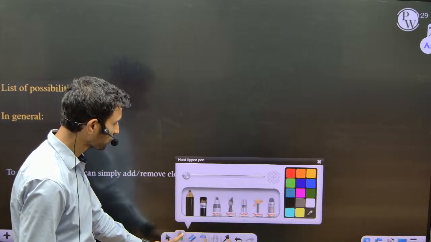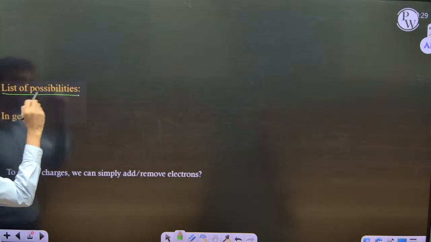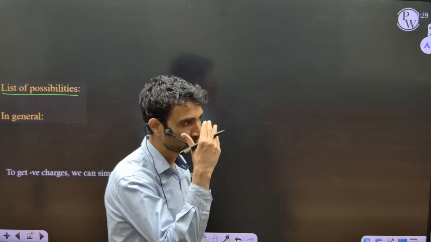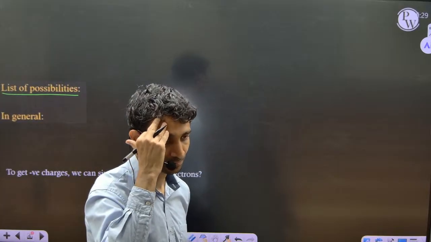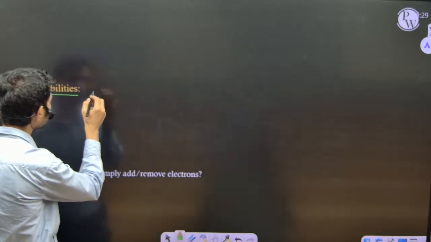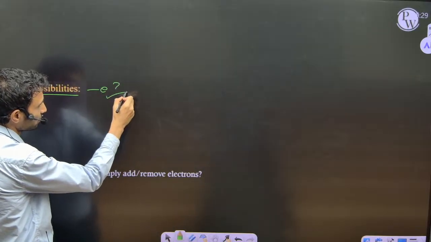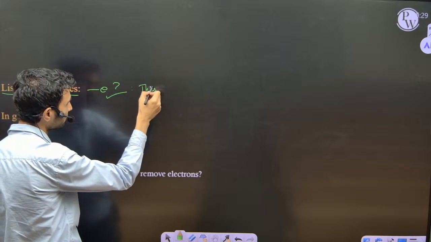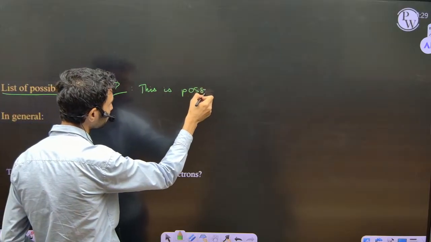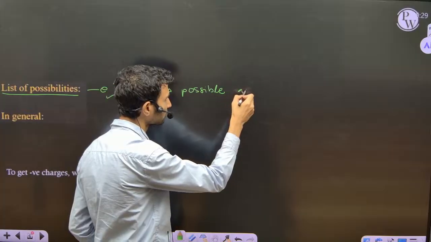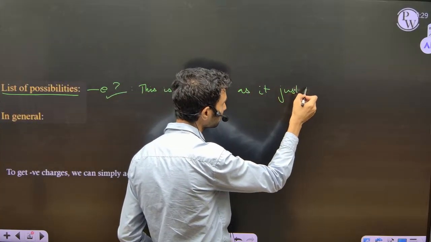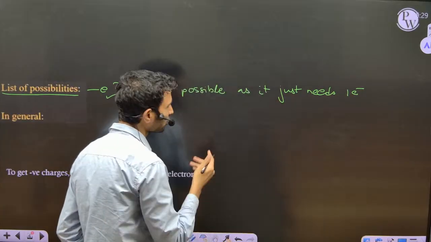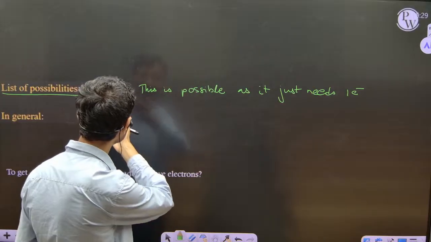And speaking of possibility, what charges are possible, kids? List of possibilities. Now that we have done so many cases, what do you see? What charges are possible? So we saw, is minus e possible? Yes. Why is minus e possible? Well, write down. This is possible as it just needs one electron, right? You get one electron and you get discharge, no biggie.